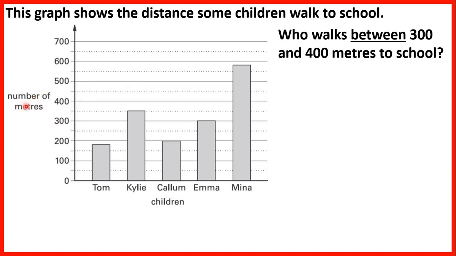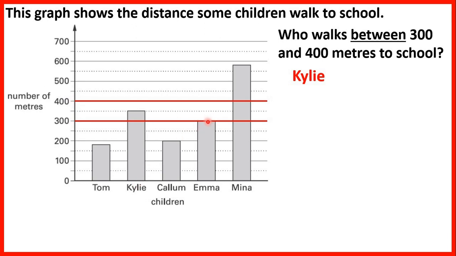So because we have the number of metres over here, what we can do is draw a line across from 300, then a line across from 400, and see who's between those lines, who's in the middle. We can see that it's this bar here, and if we move down, we can see that that's Kylie. So Kylie walks between 300 and 400 metres to school. You might also spot that because it's right in the middle of 300 and 400, she must walk 350 metres.